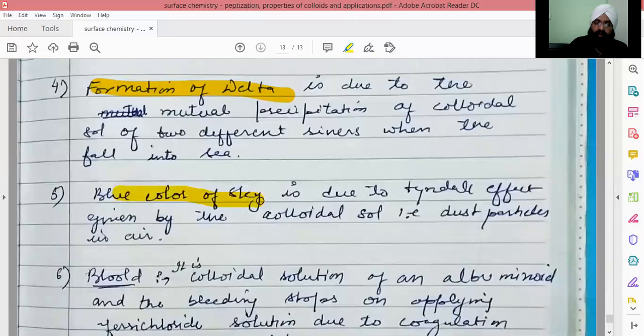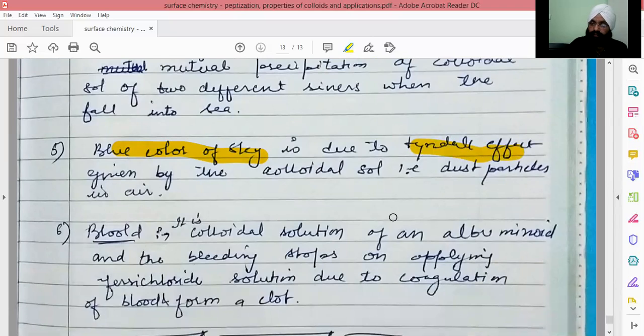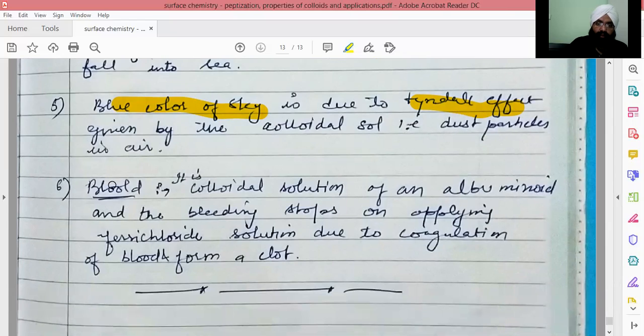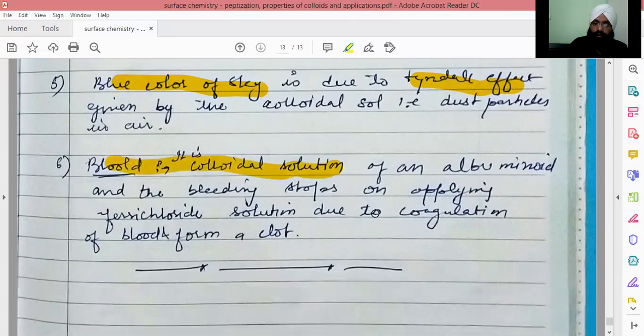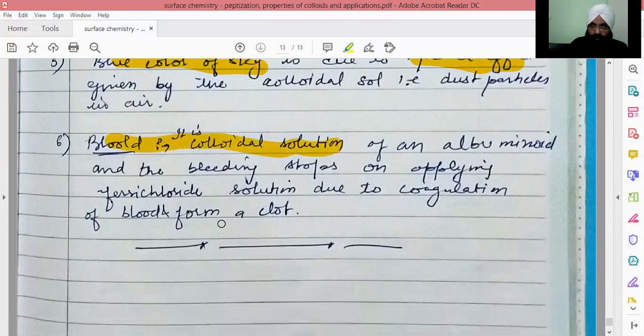The blue color of the sky and even the sea is due to the Tyndall effect, by the seawater and by the dust in the air. Blood is also a colloidal solution. So this is all about your chapter number 5, surface chemistry.